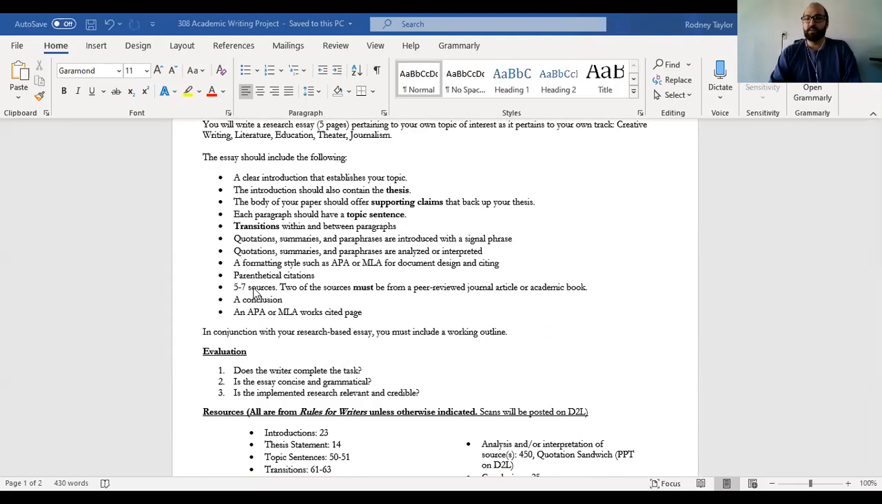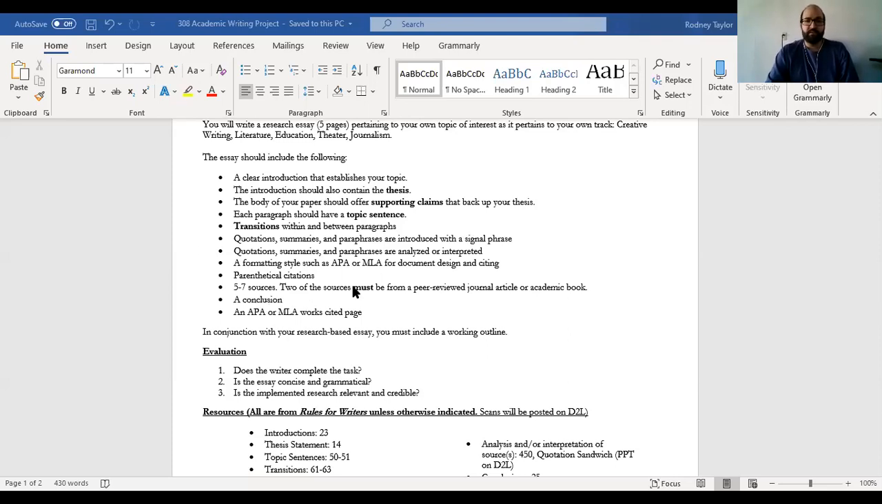You should always use at least 1 source per page, so I would want to see you go no less than that. And 2 of the sources must be from a peer-reviewed journal article or academic book. The academic book requirement is obviously not feasible right now because you guys can't get to the library. But I would like to see you use peer-reviewed journal articles and things you'd find off the internet. If you think back to our library unit, then you should know how to find these things electronically. Your paper should also include a conclusion and an APA or MLA works cited page.